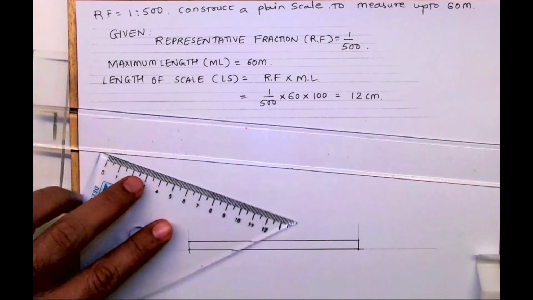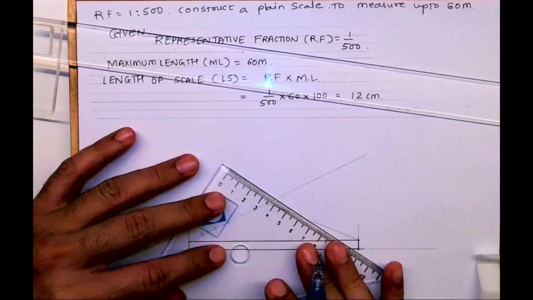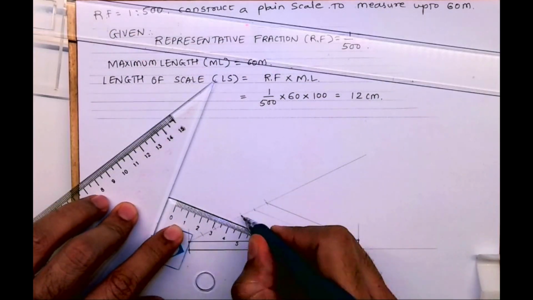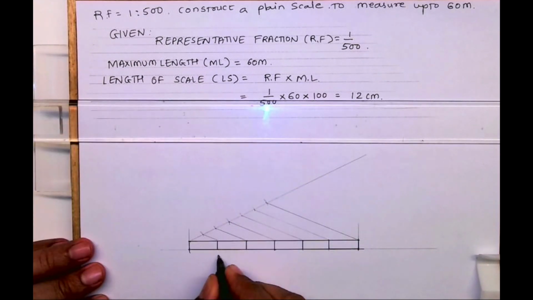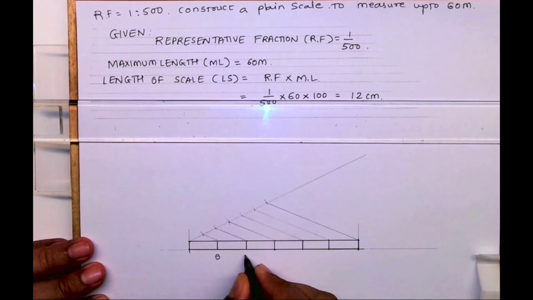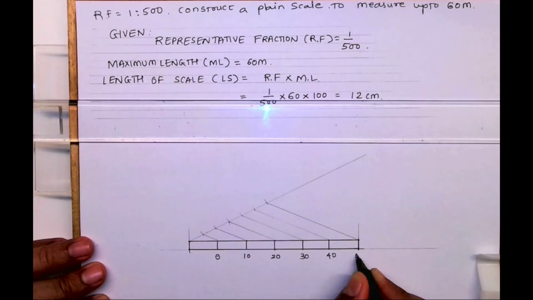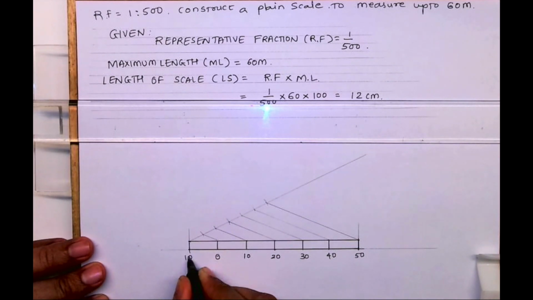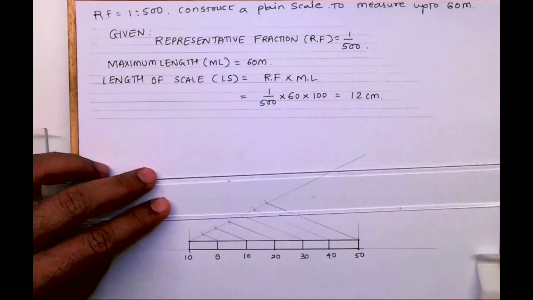Now in how many parts should I divide this? 6 parts. So I'll divide this line into 6 parts. So I'll get 0, 10, 20, 30, 40, 50. And this is 10 over here. So we'll write meter on both the sides.